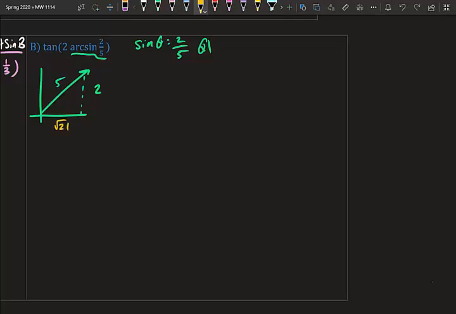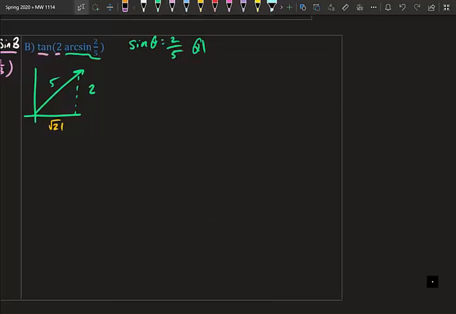Okay, now since we have tangent of 2 and that, we know we have a double angle identity for tangent. So we're going to use tangent 2B, it could be A, theta, it doesn't matter. I just used B, I don't know why. Equals 2 tan B over 1 minus tan squared B. So what we need to do is find what tangent B is. So using our handy dandy triangle, we can figure out our tangent B.